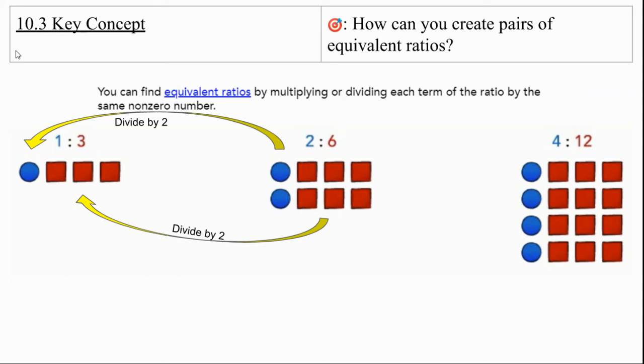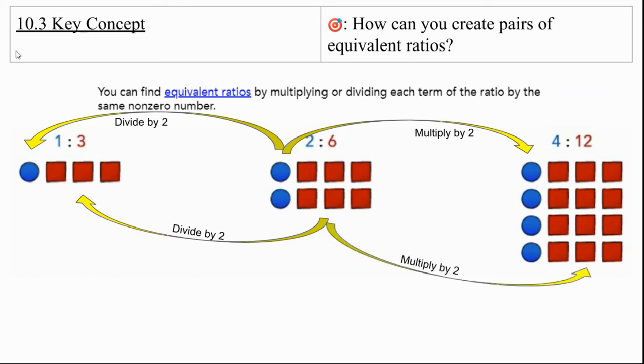Then we did the same thing with multiplication. We multiplied the blue circles by 2, and we got 4 blue circles. We multiplied the red squares by 2 and got 12 red squares. Since we multiplied both terms, 2 and 6, by 2, we got an equivalent ratio of 4 to 12.